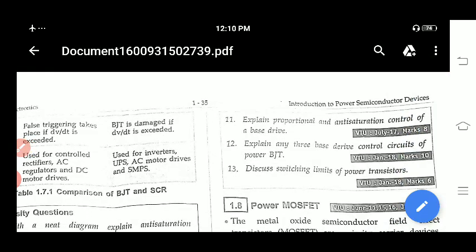Discuss switching limits of a power transistor. Explain any three base drive control circuits of the power BJT. Explain anti-saturation control. They have asked questions like this.